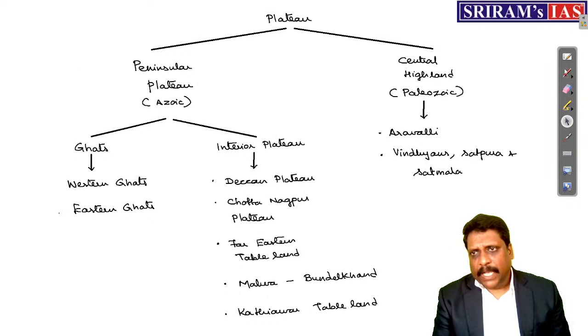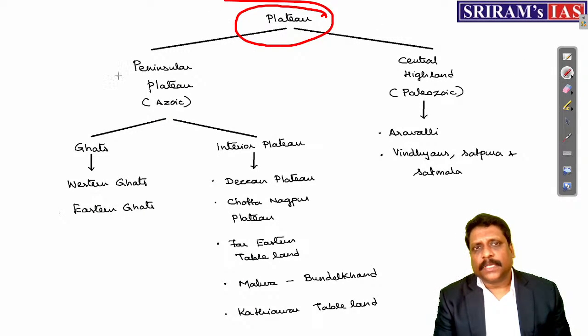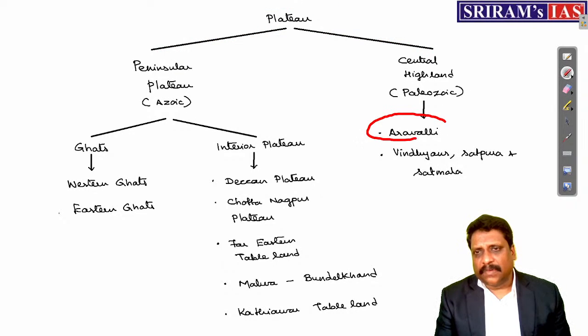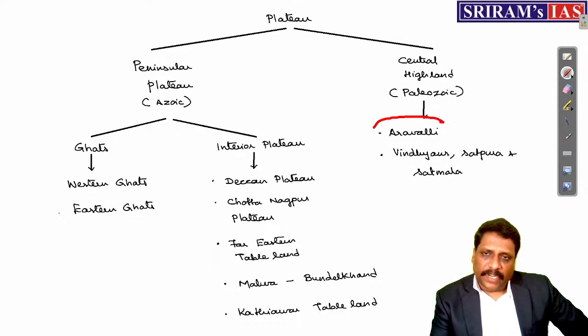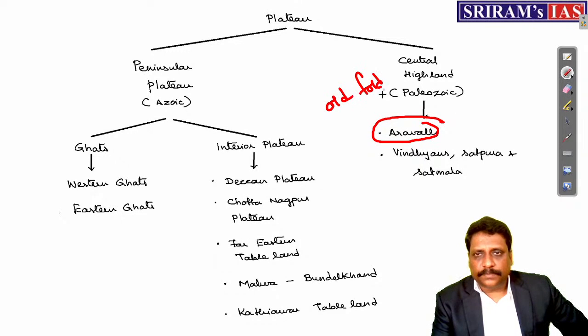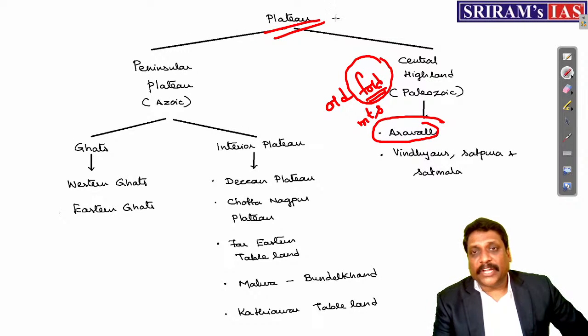Now, when I talk about the plateau of India, we can classify it as peninsular plateaus and central highlands. When we talk about mountains like Aravali, Vindhyan, Satpura, and Satmala, I know, for example, that Aravali is an example of an old fold mountain. Now you may wonder, Aravali is an example of old fold mountain, then why are you classifying it under this head called plateau of India, if you ask me?